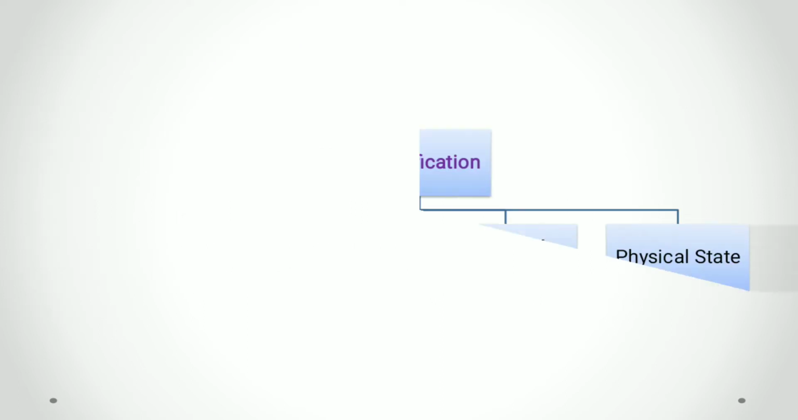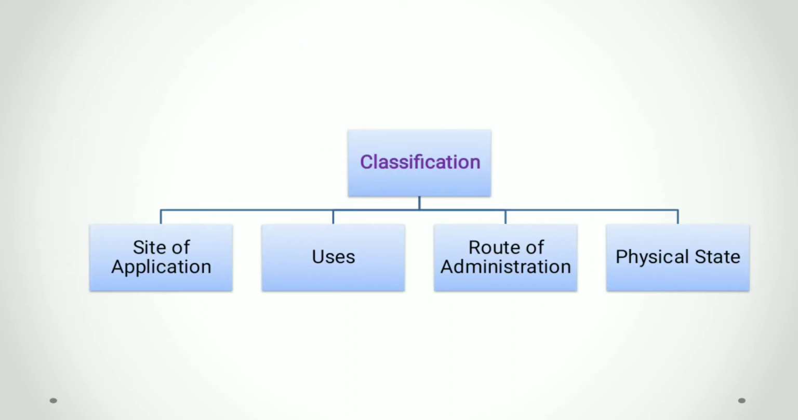Then coming to next one, that is classification of dosage form. So our dosage forms can be classified on four different categories. The first one is site of application, then the next one is use, route of administration, and the last one is a physical state of your dosage form. So let's begin one by one.